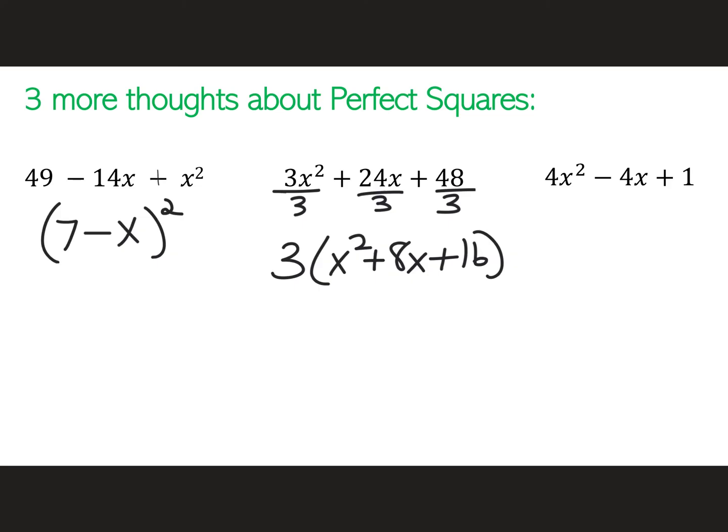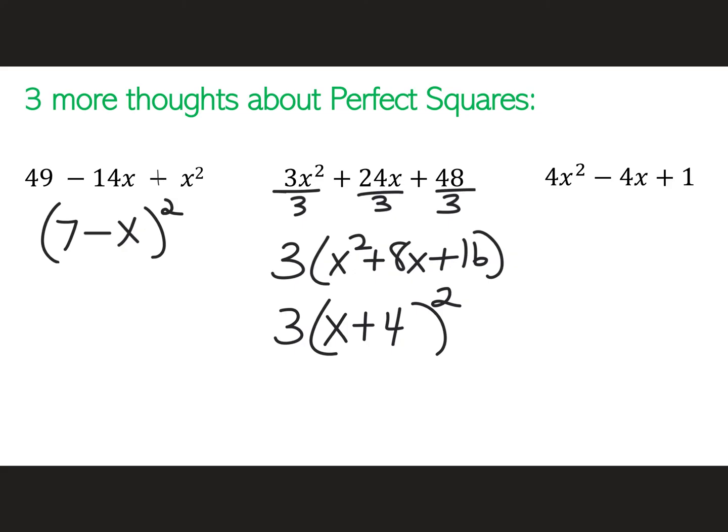Great. The square root of x squared is x. The square root of 16 is 4. 4 times x is 4x. Double that, 8x. Good. That's my middle term. I'm ready to go. So now I'm just going to say x and 4. Put the plus sign here. Don't forget the square sign. Bam, done. All right, the last one.